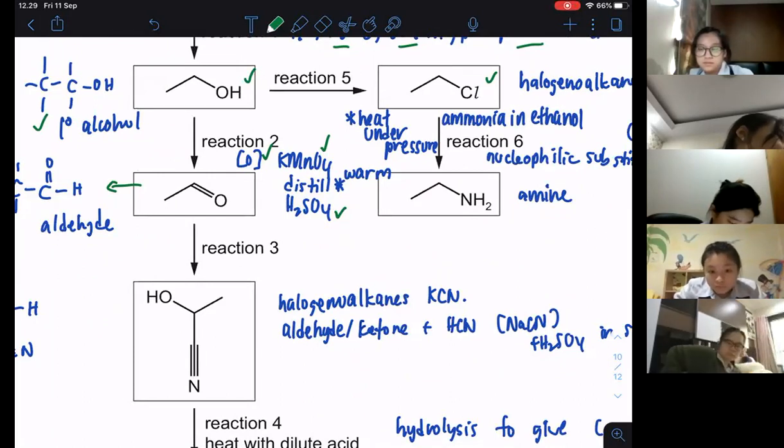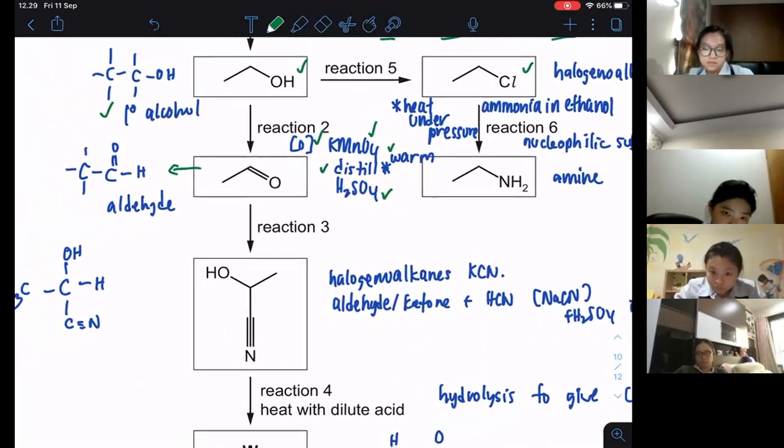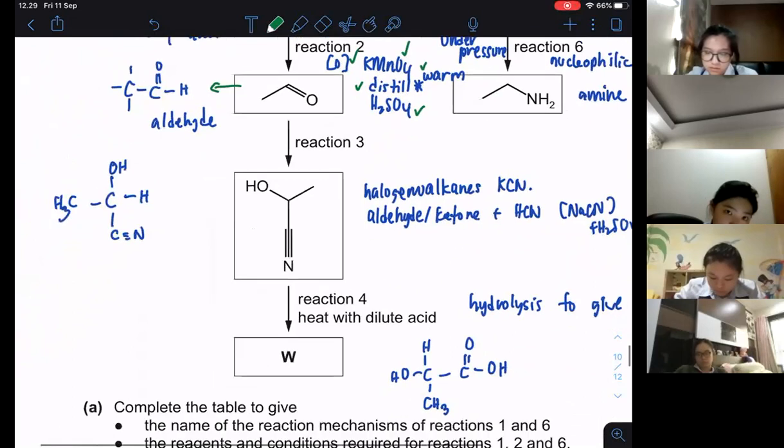So I don't want to use heated under reflux. So it must be written distill and then warm. It cannot be heated. Okay, distill and warm, so that you get aldehyde. So you distill and collect immediately, so you don't change that aldehyde to become carboxylic acid.